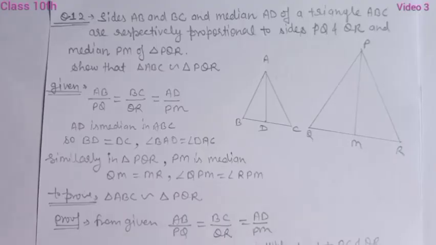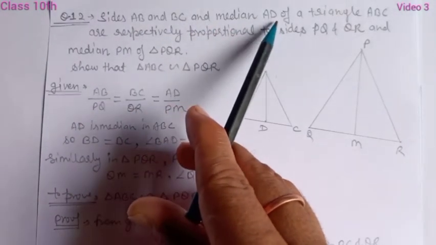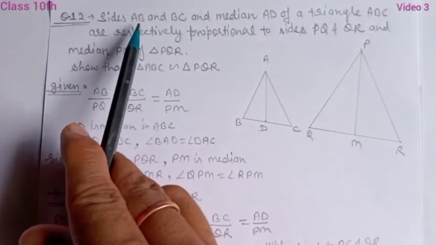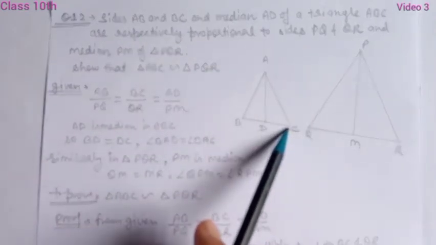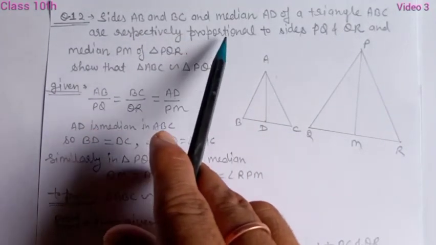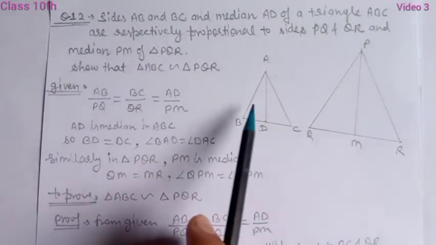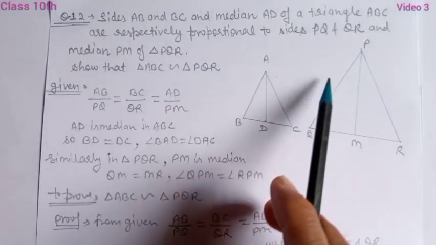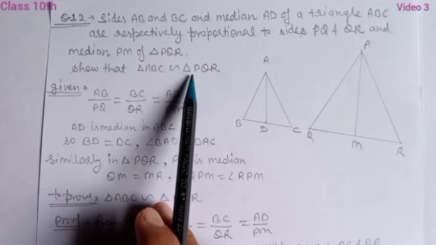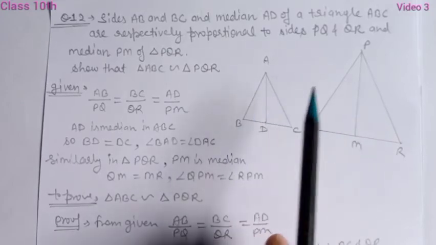So students, question number 12. Sides AB and BC and median AD of triangle ABC are respectively proportional to the sides PQ, QR and median PM of triangle PQR. Prove that triangle ABC is similar to triangle PQR. ABC whole triangle and PQR, we have to prove both triangles are similar here.